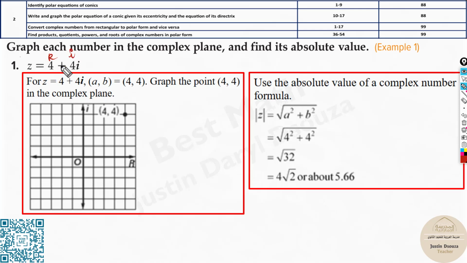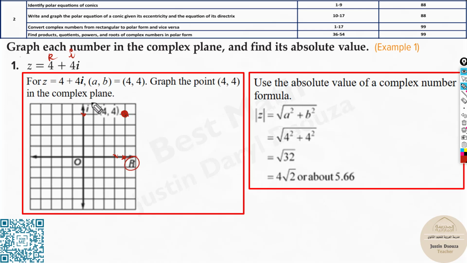So our part is not having anything like no I or anything like that. It's just the number that will be along the x-axis. So 4 is over here, 1, 2, 3, 4. And the imaginary part is the y-axis. So that is again 4 over here. So where does it intersect? This is the point 4 and 4.